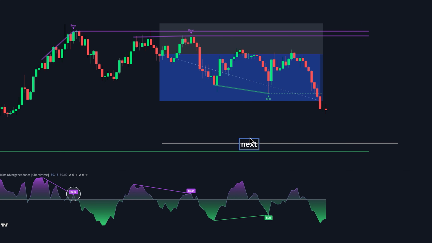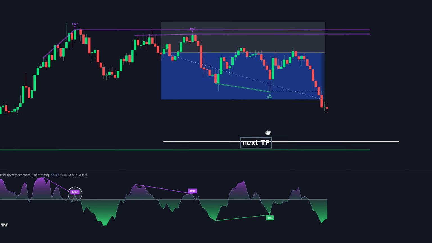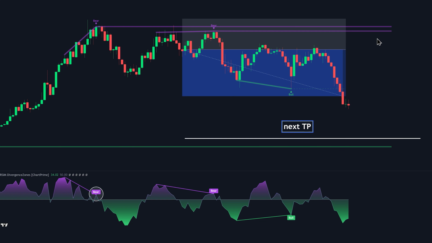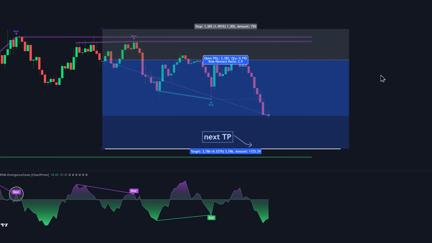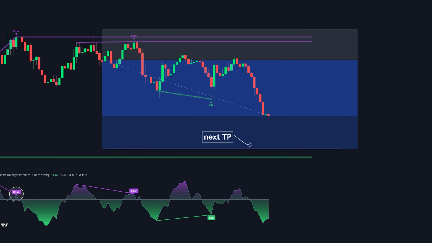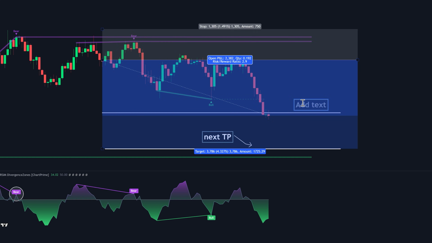A quick word on expectations. This tool is designed to turn a moment of divergence into a durable structure level you can actually trade against, but no tool works in a vacuum. Use these zones with context. If you're buying a bullish zone directly into major resistance, be careful. If you're shorting a bearish zone straight into strong support, be smart. The zones give you the level. Your job is to choose the best ones based on where you are in the larger move.